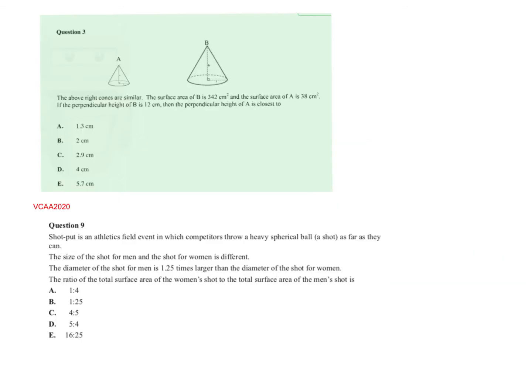All right, so question 3, the cones are similar. They're always going to tell you that these objects are similar, so you know you're going to be doing it. It says B has a surface area of 342 centimeters squared, and A has a surface area of 38 centimeters squared. If the perpendicular height of B is 12 centimeters, then the perpendicular height of A is. They want a length, so what we're after is a length. So we need the length ratio, but they've given me an area, so they've actually given me an area ratio.